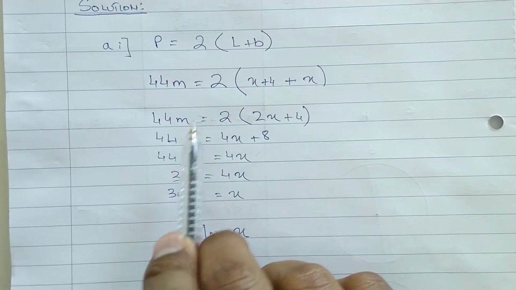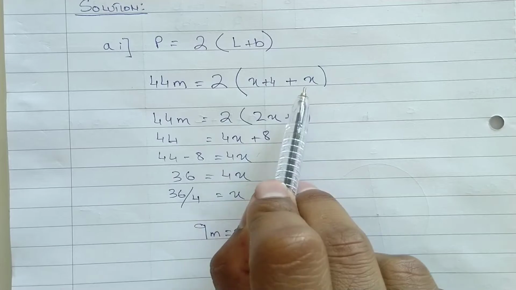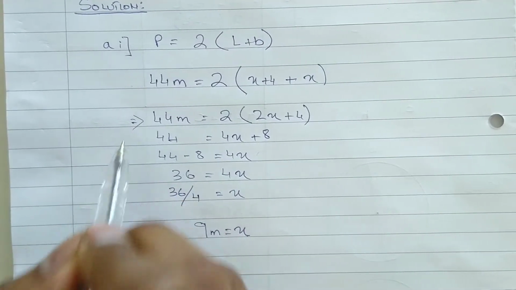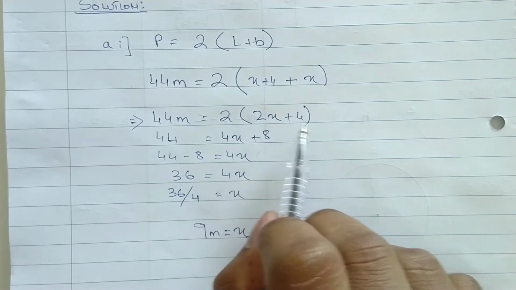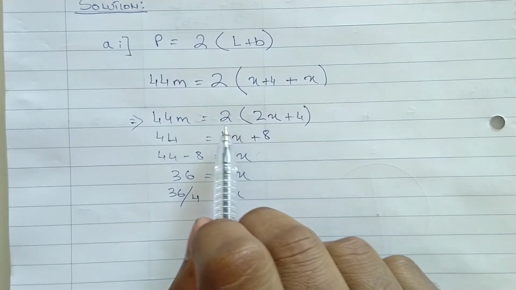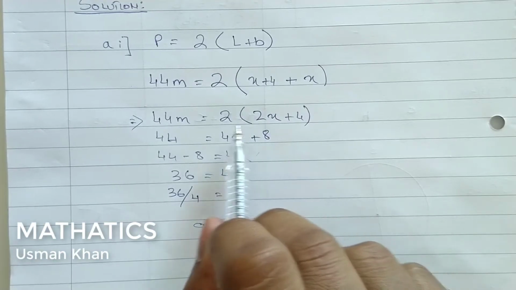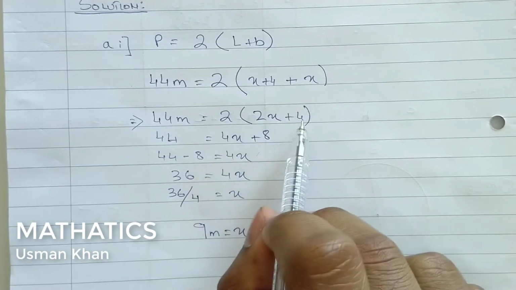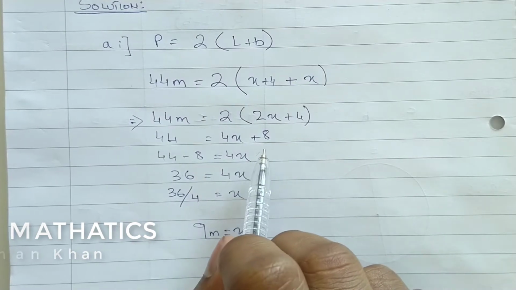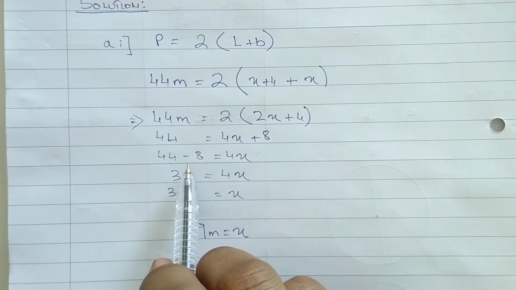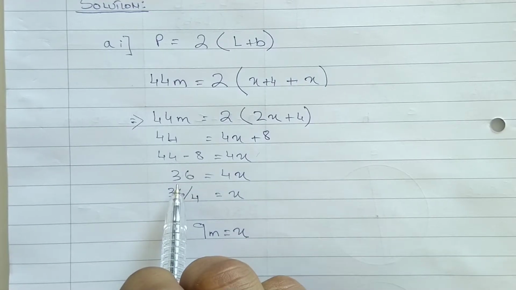Using the perimeter equation and filling in the values of length plus breadth, we got this equation. We opened the inner brackets by multiplying the exterior 2 with the inner values. So 2 into x is 2x, 2 into 2x... so 2 into 2 is 4x and 2 into 4 is 8. We took 8 to the other side. It becomes 44 minus 8. So 44 minus 8 is 36.